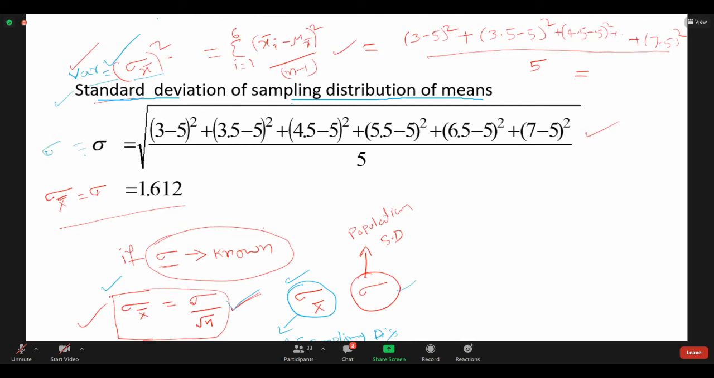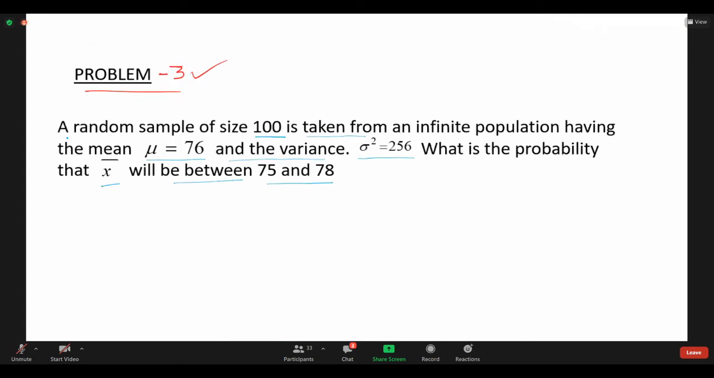Yesterday I explained the concept. By using the random sample data, we are estimating the population parameters. Here, I'm using the random sample means. That's why that is called the sampling distribution of means. I hope now it is clear. Now all of you do this one.